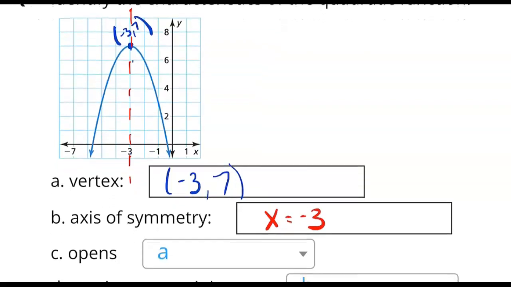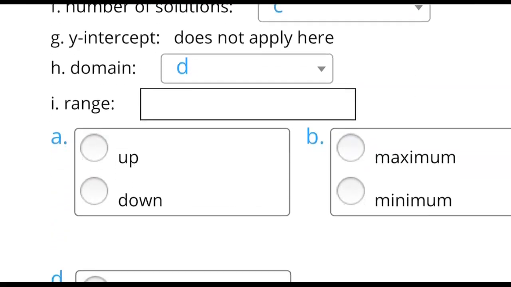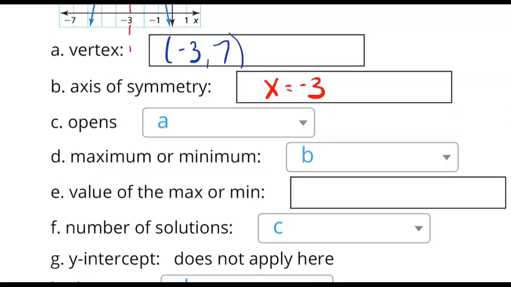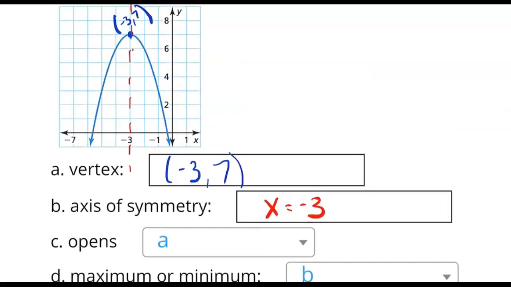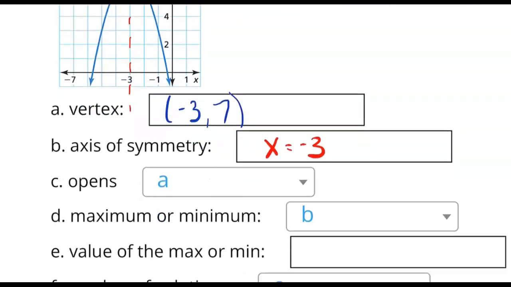So the next thing it asks us to do is, does it open up or down? And, well, this is going to open down. And it looks a little different here on my page because it brings it down to the bottom. So we would mark it as it opens down. Is it a maximum or a minimum? Well, to be a maximum, it needs to be at the top. To be a minimum, it needs to be at the bottom. So this is at the top, so that would be a maximum.